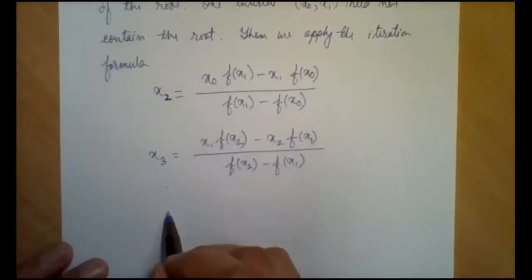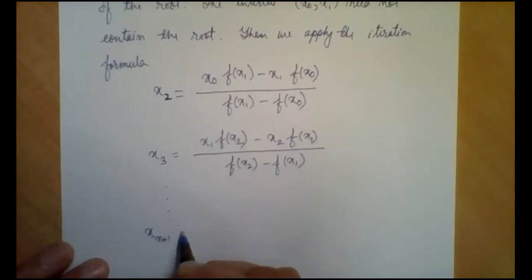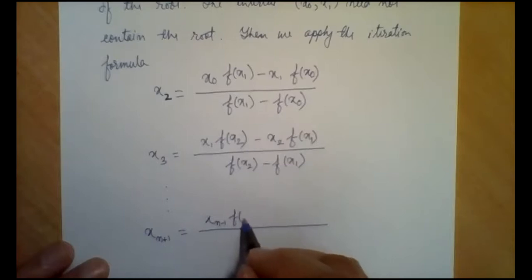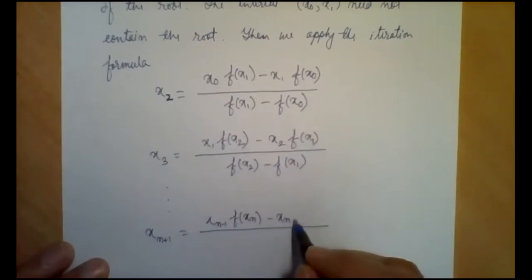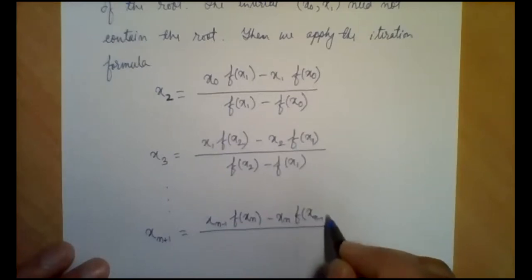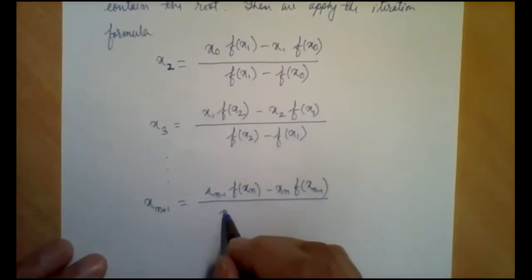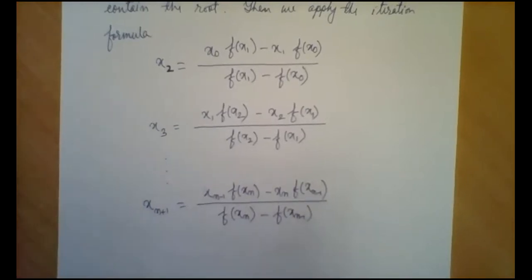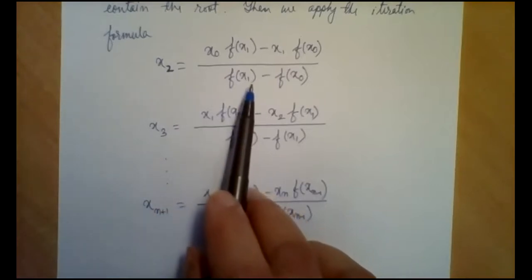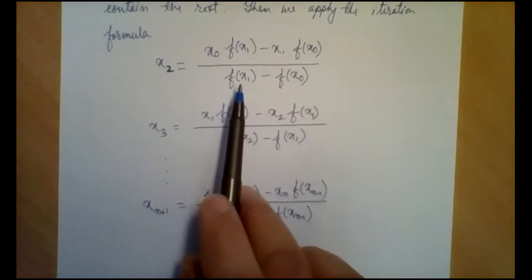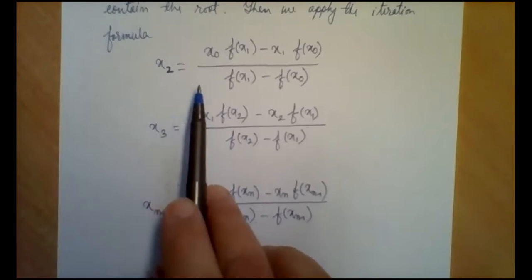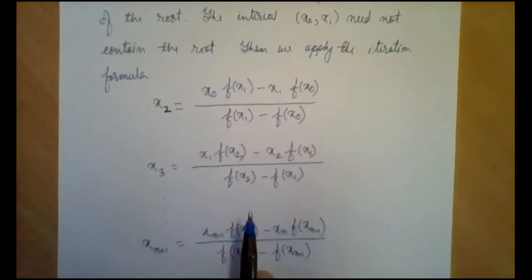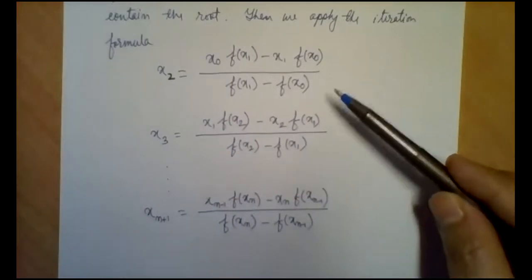This will continue and so on until x n plus 1 is equal to x n minus 1 f of xn minus xn f of x n minus 1 divided by f of xn minus f of xn minus 1. So we need not check whether the value of the function at this point is negative or positive, or whether the interval contains the root. We straight away apply this formula.